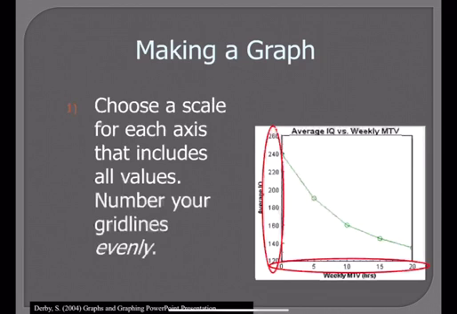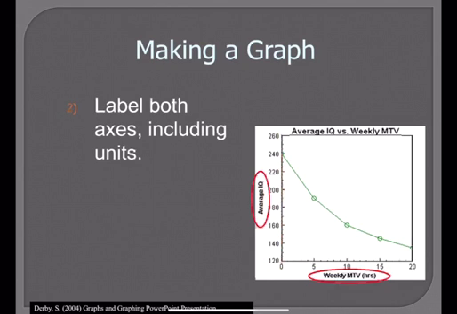So I choose a scale. I number all my grids evenly. Note that I don't always start at 0. Also, in science, unless they ask you to, you don't extrapolate data. In math class, you always start at 0, 0 and work your way up. Science class, not so much. In science, you only start with your first point that you've actually measured. That's the only one you actually have information on.